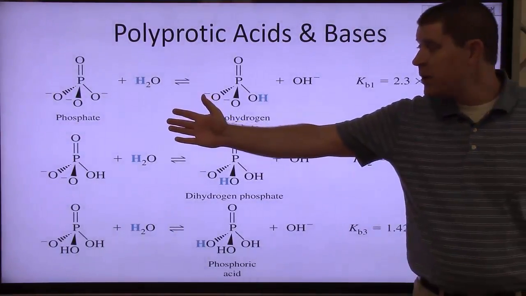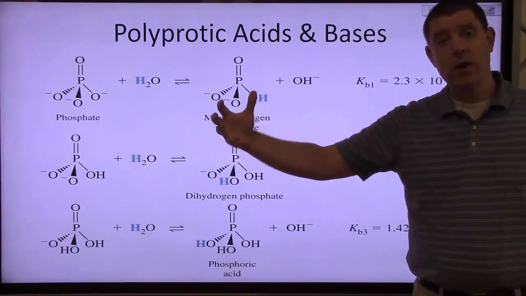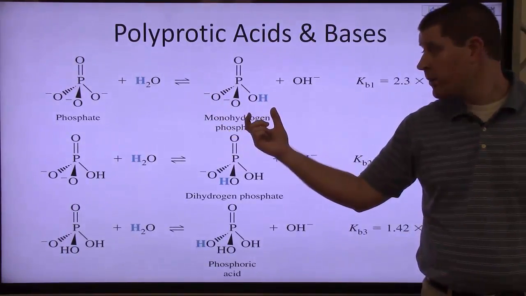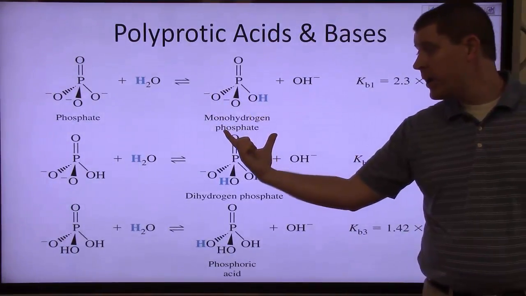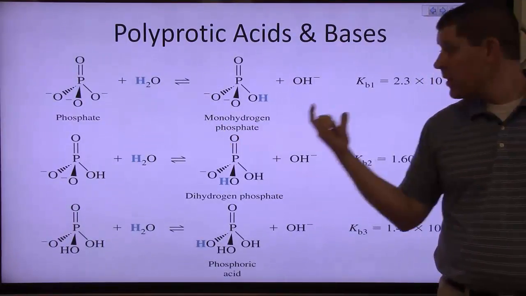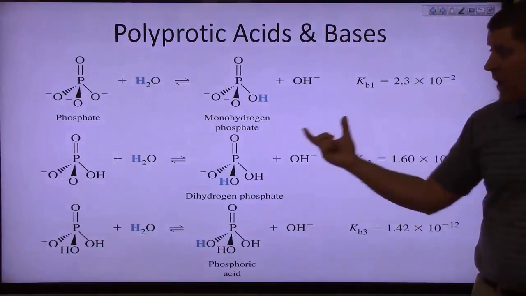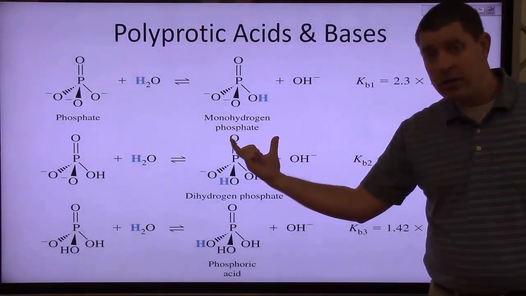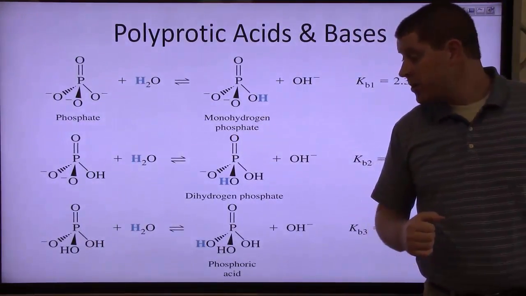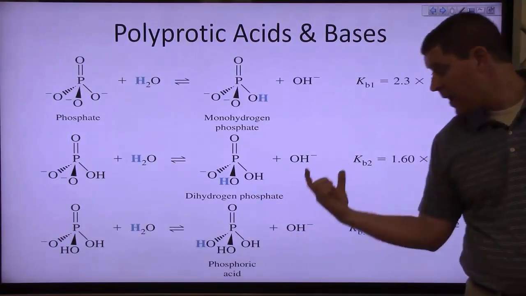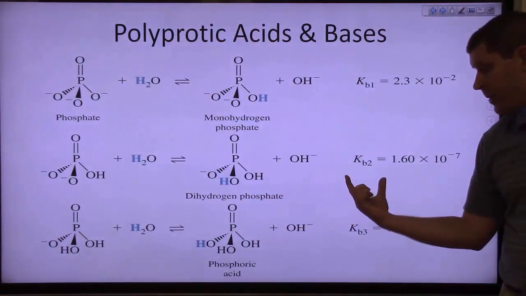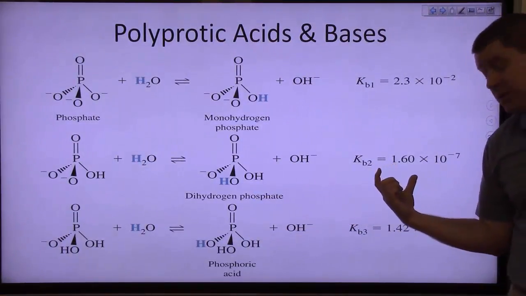If we have phosphate and we add water, the phosphate can take one of the hydrogen ions off of the water, leaving us a hydroxide, and we get now monohydrogen phosphate. The Kb here, Kb1, is equal to 2.3 times 10 to the minus 2. If we then take that monohydrogen phosphate and we add another proton to it, we get dihydrogen phosphate and another hydroxide. Our Kb2 there is 1.60 times 10 to the minus 7.